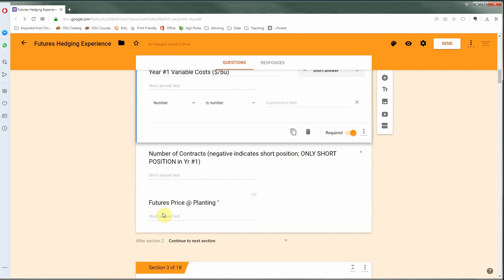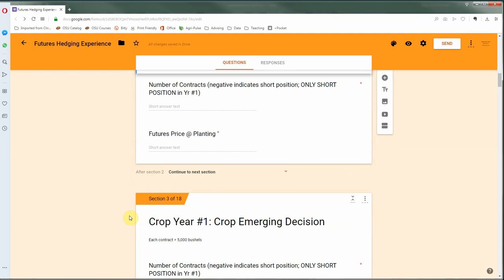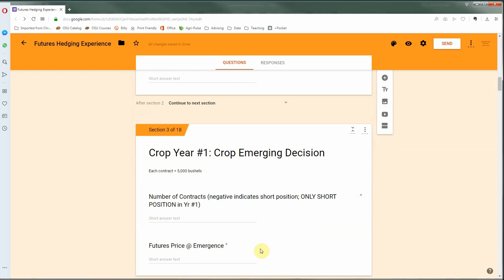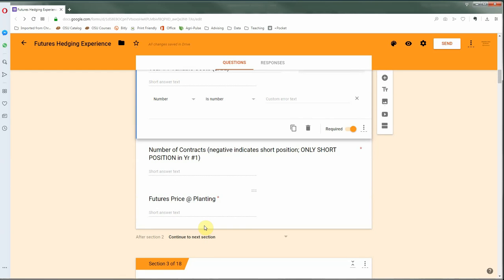I also have them give me that futures price, and this is just a check to make sure that they're paying attention. I collect that. I already know what that is, but this is just my way of seeing who was or wasn't really in the know about what's going on. Then I tell them to stop, so they place that, and then they continue to the next section.